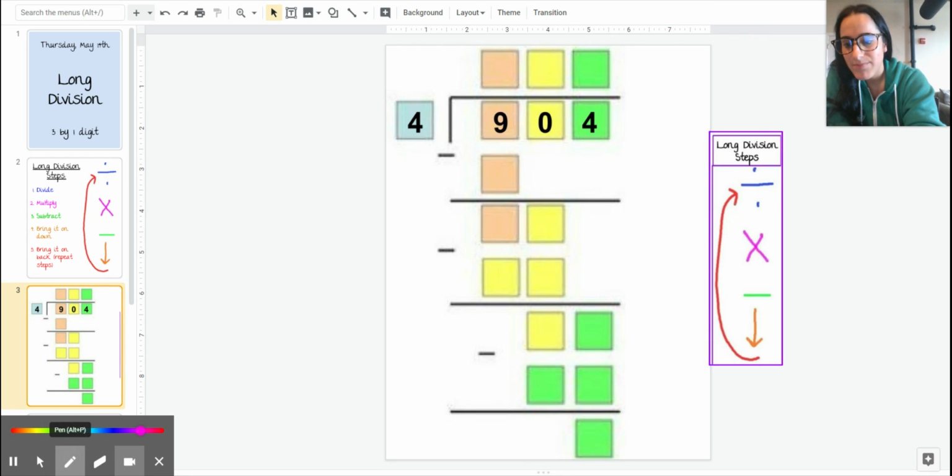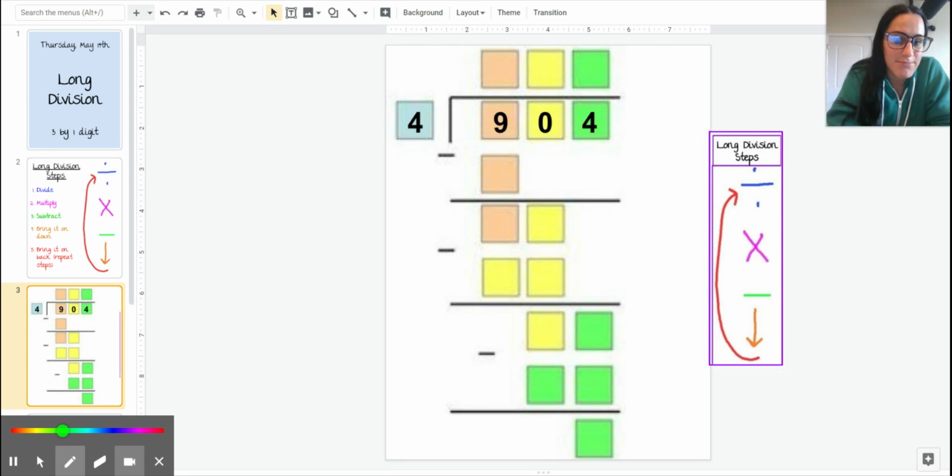All right, friends. So our first example, we are doing 904 divided by 4. So 904 is my dividend, that's what we're dividing. And 4 is my divisor, that's what we're dividing by. So I have my long division steps over to the right, and I'm going to use that to help myself stay on track. So my first step is to divide.